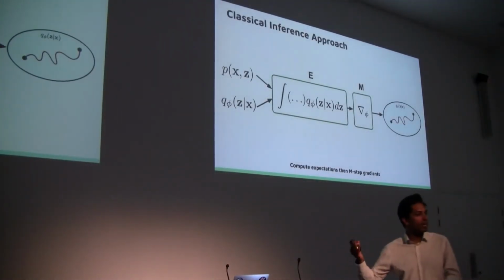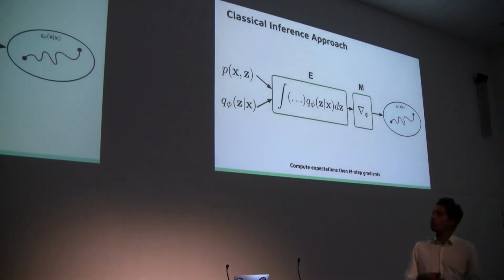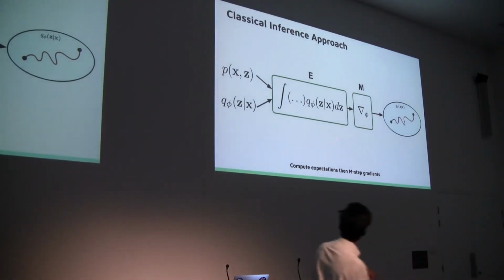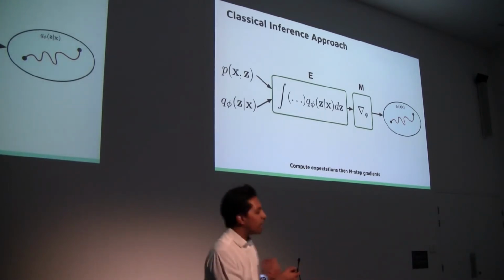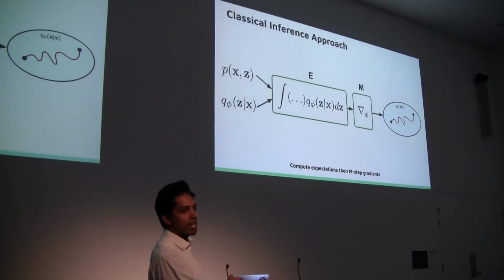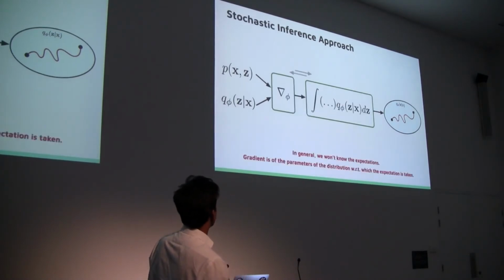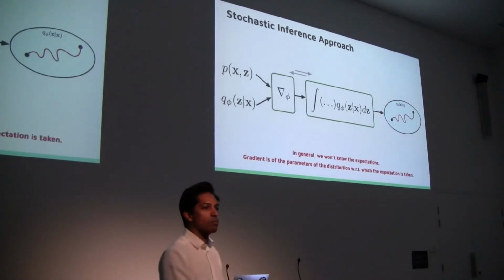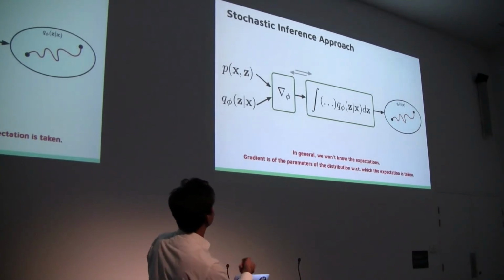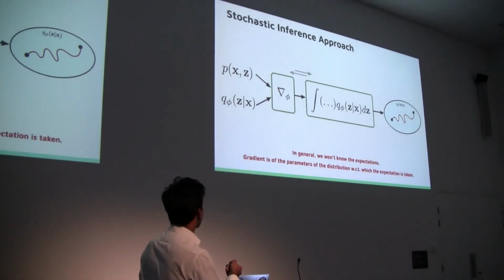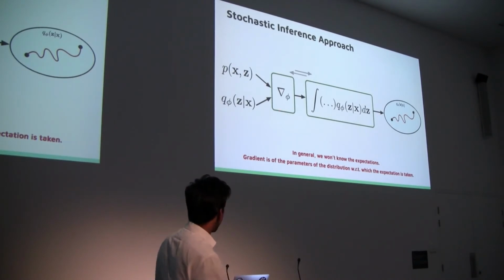Particularly in the case of the EM algorithm or for variational inference, this was the setting that we had. We had the EM algorithm, which was first compute an expectation, then do the maximization. But now, instead, what we're going to do is try and compute this gradient more directly. So we're going to try, in some sense, to swap the order of this integration and this gradient.